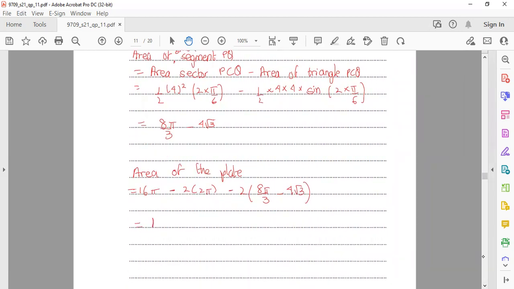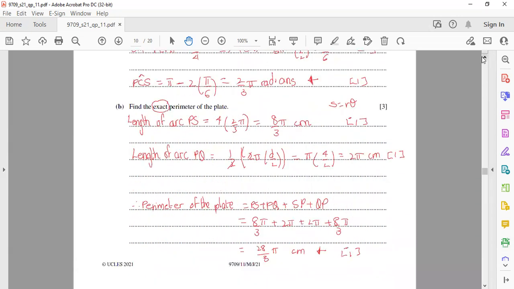This leads us to 16 pi minus 4 pi minus 16 pi by 3 plus 8 square root of 3. When we simplify, we will get 20 pi by 3 plus 8 square root of 3 centimeters squared. So hence shown, okay, we have what was required from the question here.